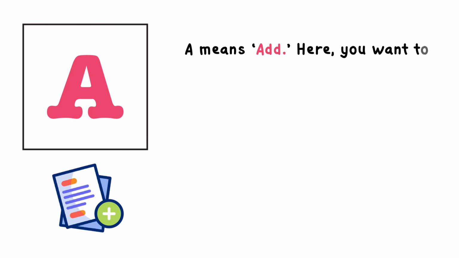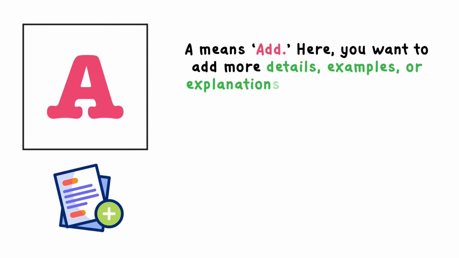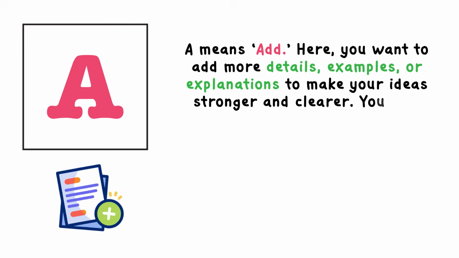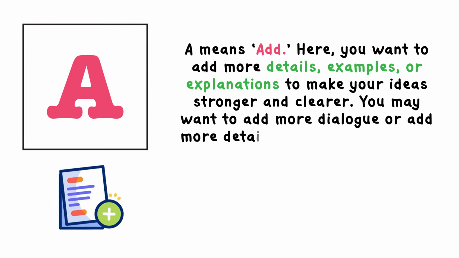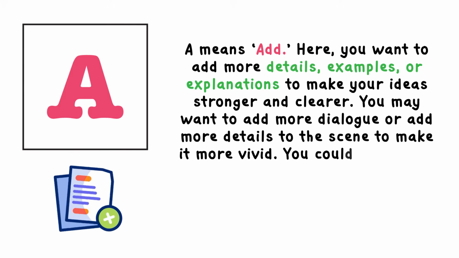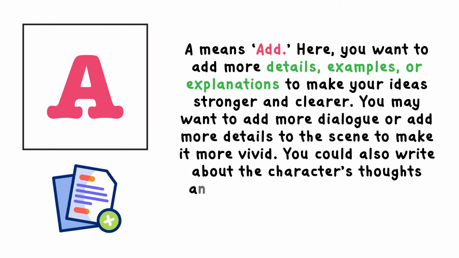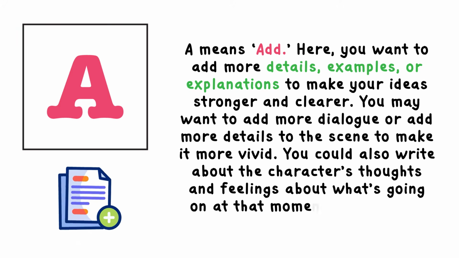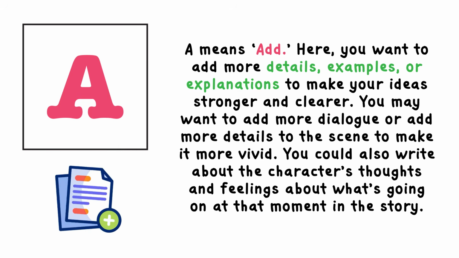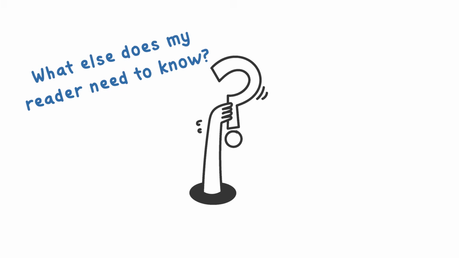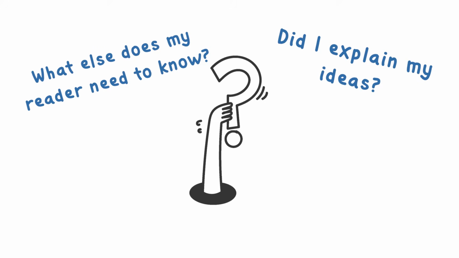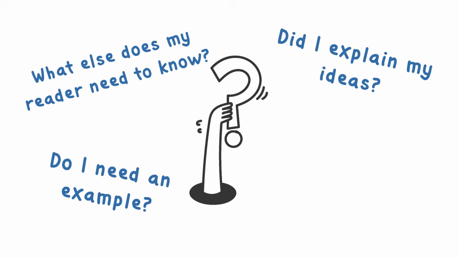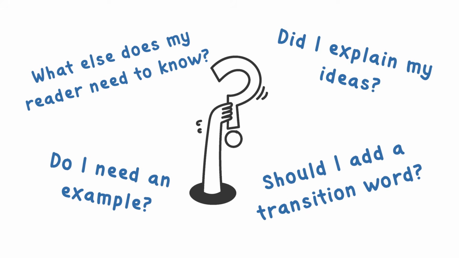A means add. Here, you want to add more details, examples, or explanations to make your ideas stronger and clearer. You may want to add more dialogue or add more details to the scene to make it more vivid. You could also write about the character's thoughts and feelings about what's going on at that moment in the story. Ask yourself, what else does my reader need to know? Did I explain my ideas? Do I need an example? Or should I add a transition word?